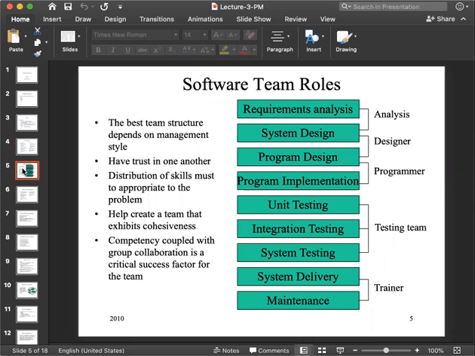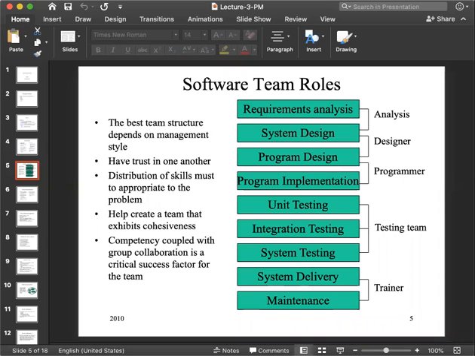Software team roles. We already see the peoples, we already see the qualities of the team lead. Now we have to know what is the role of a software team. একটা software team এ কি কি রোল থাকতে পারে। এখানে on the right side you can see some phases of the software. These are the phases which is actually the software life cycle process.